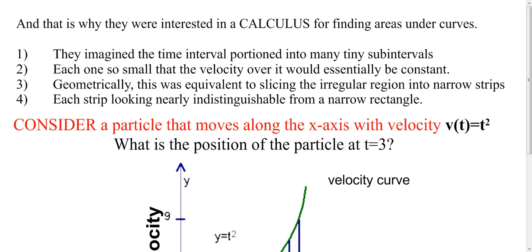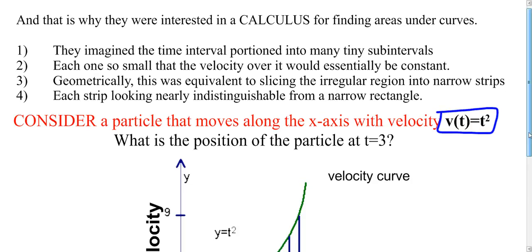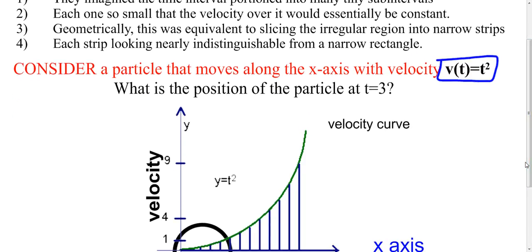Okay, so what we are going to do is look at an example here. It says, consider a particle that moves along the x-axis that has a velocity right here of t squared. And it's asking what is the position of the particle at t equals 3. So it wants you to know how far it moved. Okay, we are going to look at just a subscript of this so that we don't have to do the whole entire problem.